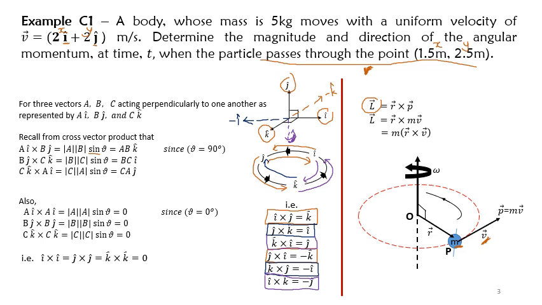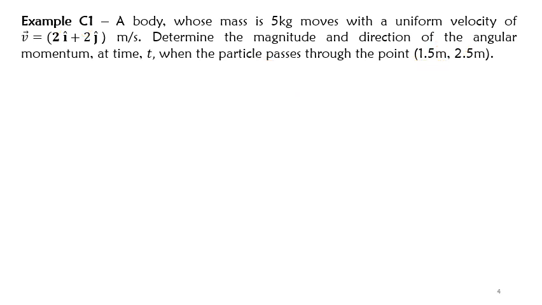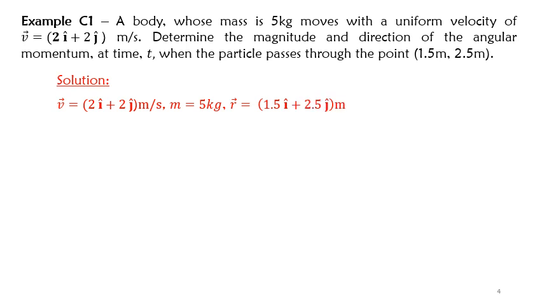So let's see the example. Okay, let's see the solution. We have V, which is giving us 2I plus 2J meter per second, and the mass of the body is giving us 5 kilograms. Then the position the body is passing is giving us 1.5, 2.5. That means 1.5 I, 2.5 J meters.